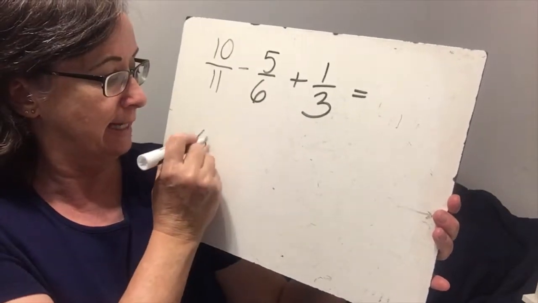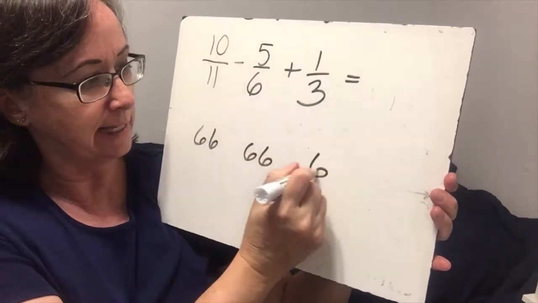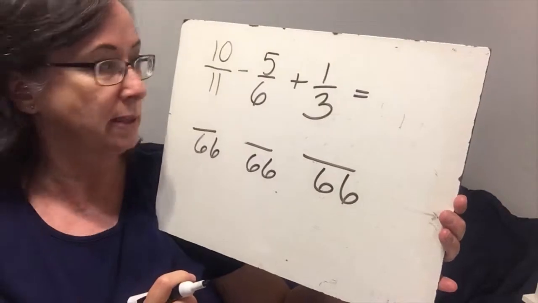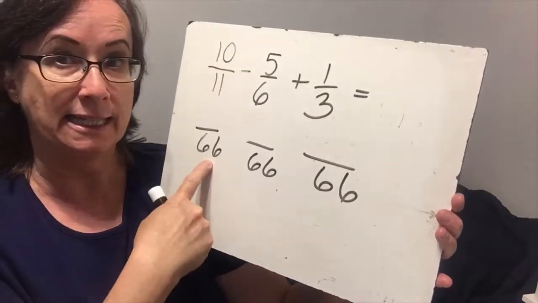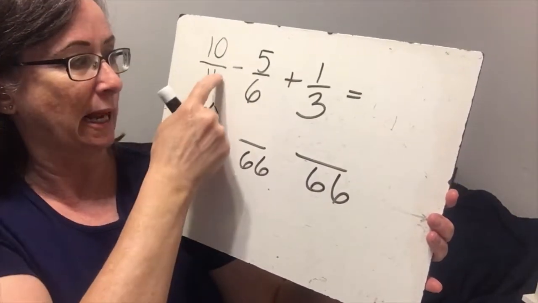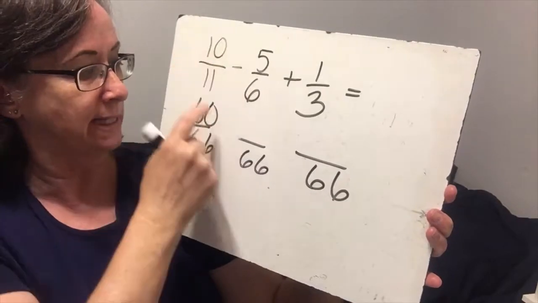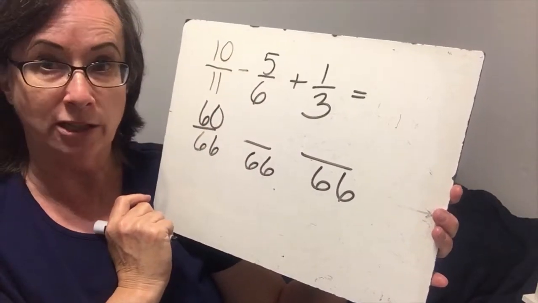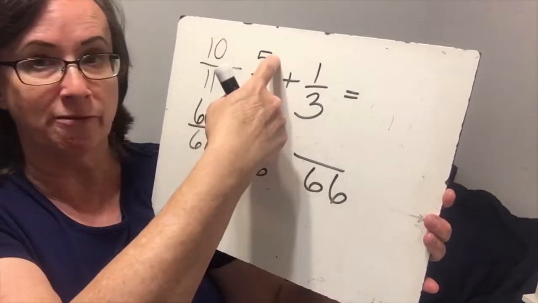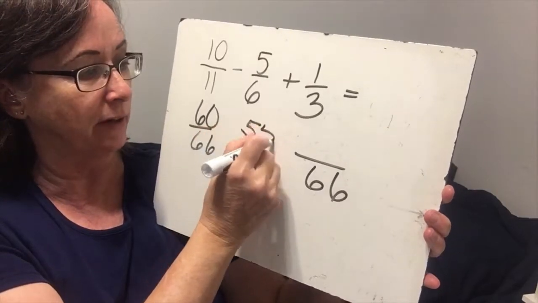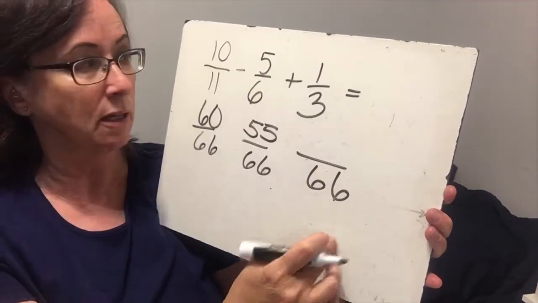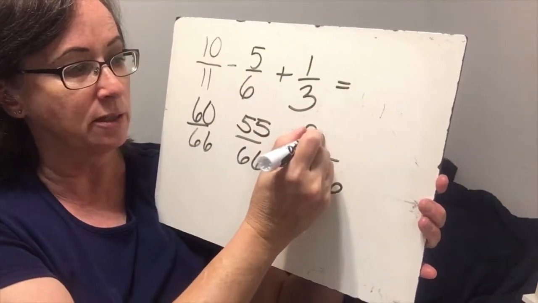So we're going to take 66, 66, 66. We're going to rewrite each one of these over the common denominator. 11 goes into 66 6 times. 10 times 6 is 60. So basically I multiplied the 11 by 6 and I multiplied the 10 by 6 to get the new fraction. And here I'm going to multiply the 6 by 11, so I'm going to multiply the 5 by 11 and get 55 here. And then the 3 goes into 66 22 times. So 1 times 22 is 22.